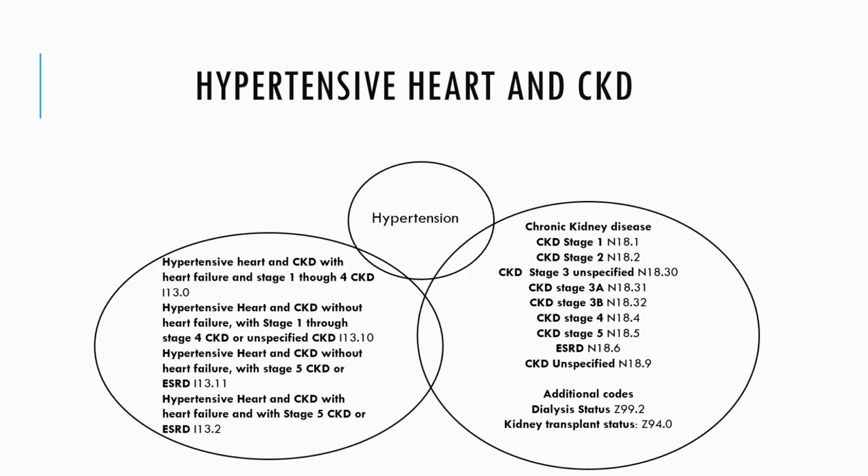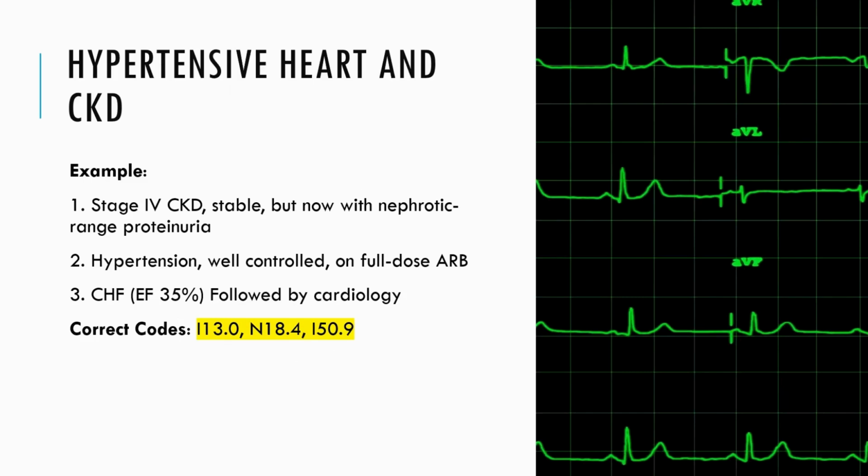When you are coding these codes, code the specific CKD stage and any heart failure associated with the patient in order to reflect a full clinical picture. Here is an example with CKD stage 4, hypertension, and CHF. To correctly code these, it would be I13.0, N18.4, I50.9.